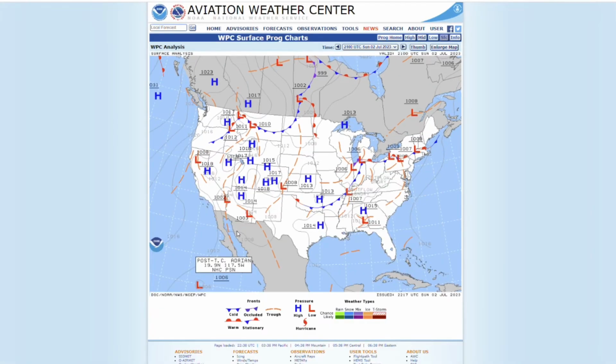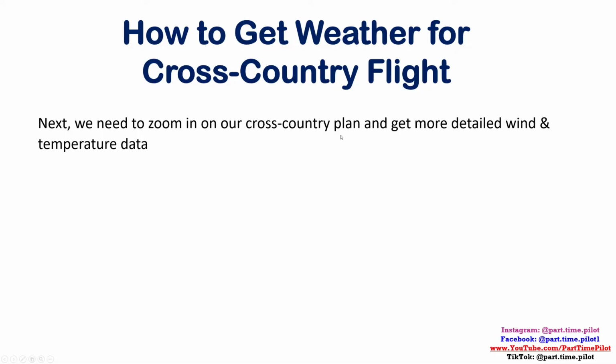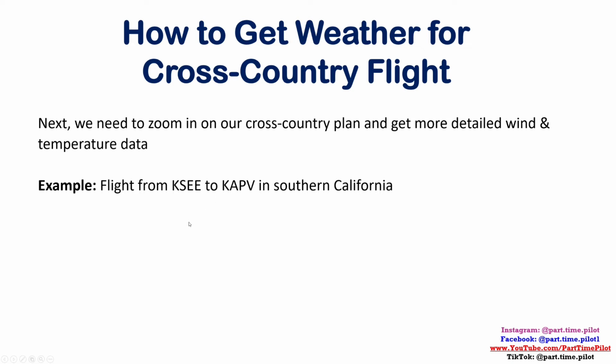Okay, so let's get back to the slideshow and talk about some more weather stuff and where to get weather for your cross-country flight. Next we need to zoom in on our cross-country plan and get more detailed wind and temperature data. So let's go back to our example and make it a little more specific. We're going to go from Gillespie Field, KSEE, to Apple Valley, KAPV, in Southern California.